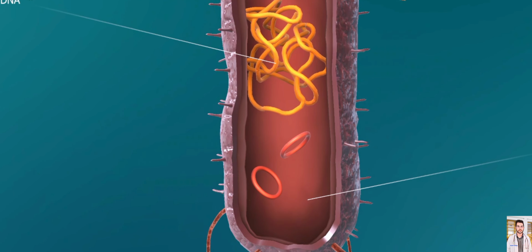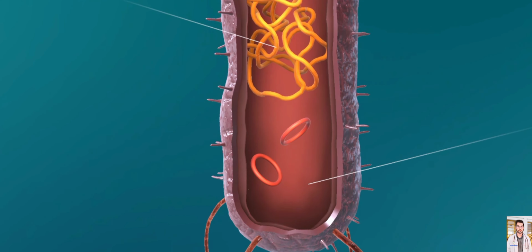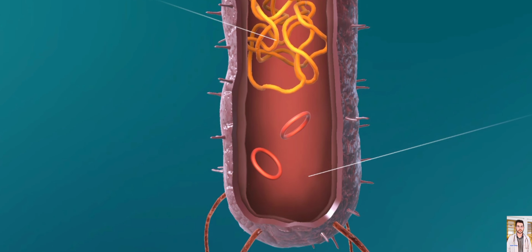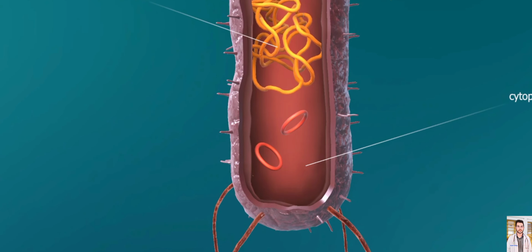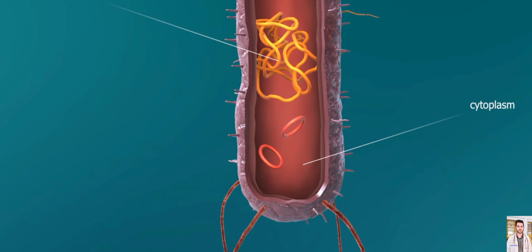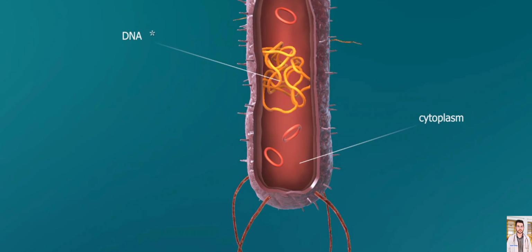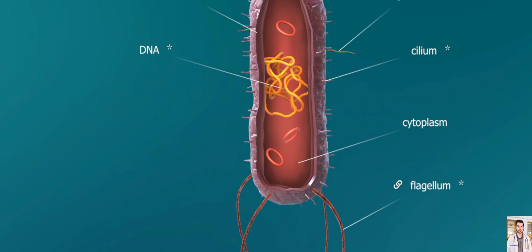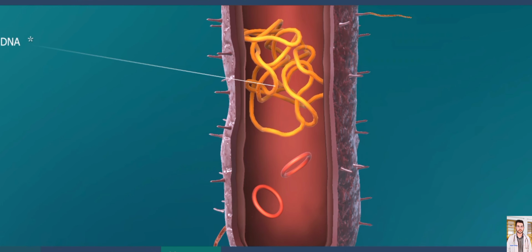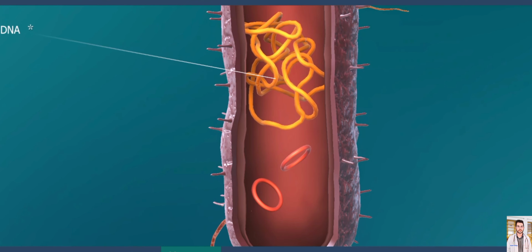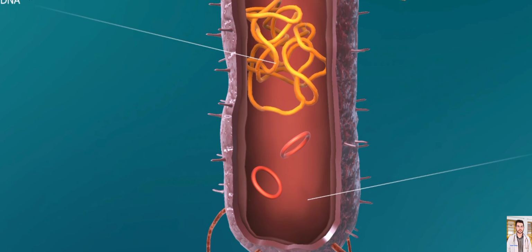Prokaryotic cells reproduce asexually through binary fission, in which the cell replicates its DNA and divides into two identical daughter cells. Some bacteria are also capable of horizontal gene transfer, in which genetic material is exchanged between different bacterial cells. This allows for the rapid spread of antibiotic resistance and other beneficial traits. Prokaryotic cells have several unique characteristics that distinguish them from eukaryotic cells.